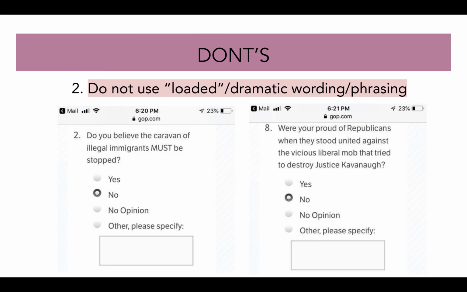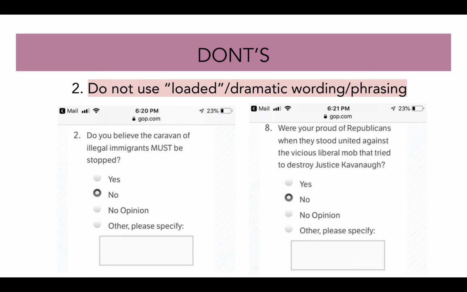So with this question, the answer options are not necessarily flawed. It's the way the question is worded. It adds unnecessary drama and loadedness by using the word must in all caps and then using the words illegal immigrants. So this is a very loaded way of asking questions, which will in itself push people to certain answers. Or the one on the right.